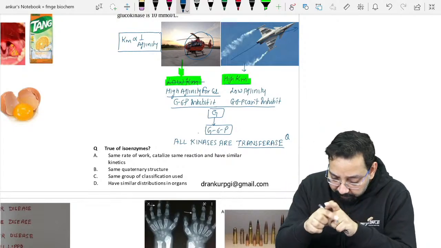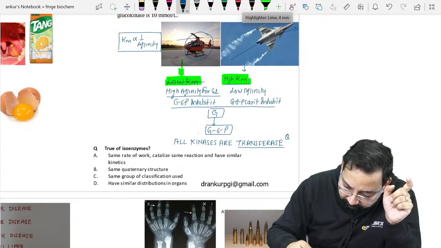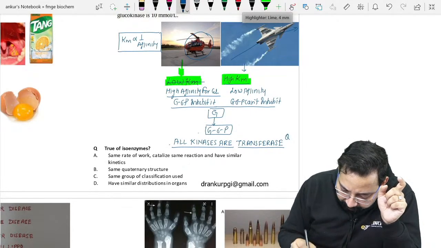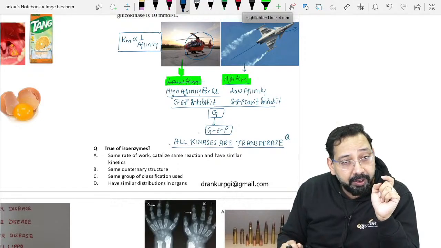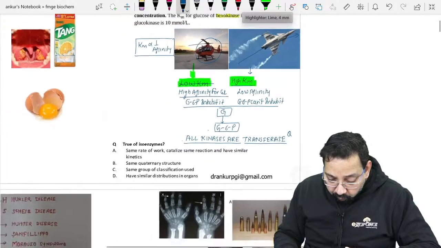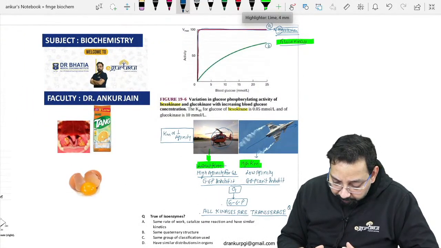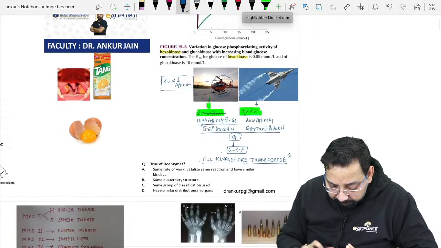So we found that all kinases are transferase. So hexokinase is transferase, glucokinase is transferase, because all kinases are transferase. Now, there are so many questions on hexokinase and glucokinase. Now we utilize this to solve questions on isoenzyme.